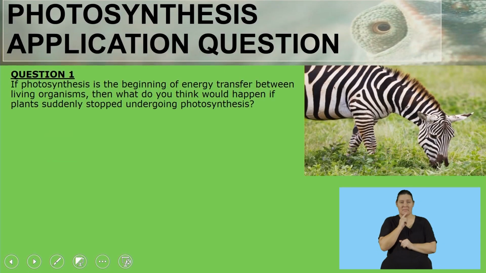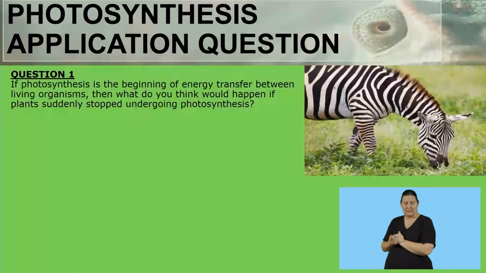So these are real life questions, or questions that apply to real life. The first question here says, if photosynthesis is the beginning of energy transfer between living organisms, then what do you think would happen if plants suddenly stopped undergoing photosynthesis? Remember, photosynthesis is the process where plants make their own food. The very same plants are what the animals, the human beings, are eating.